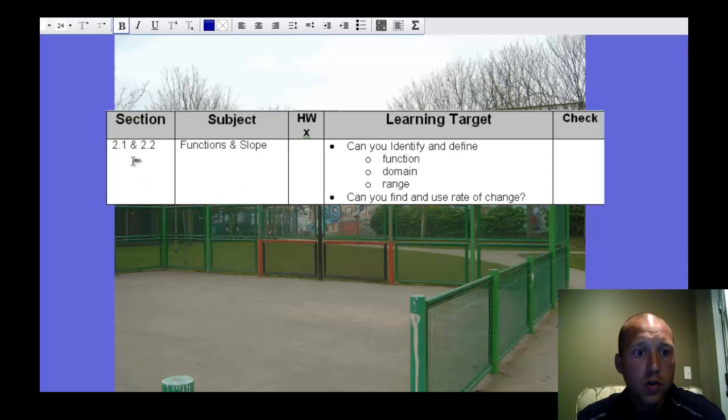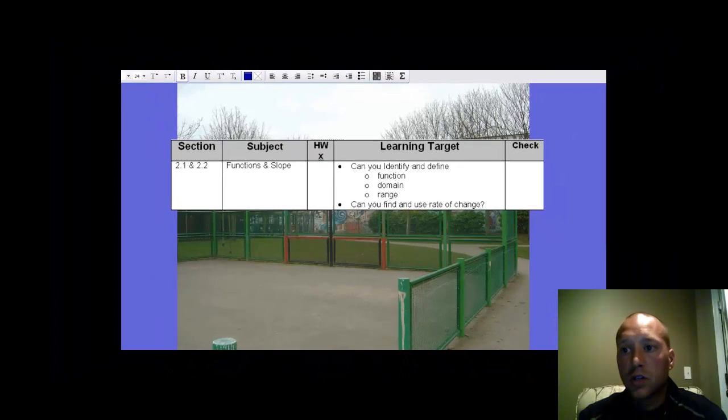Honors Algebra 2, 2-1 and 2-2 functions and slope. We'll see how fast we can get through this. A lot of it should be review. Most of it's terminology you've got to recall, like function, domain, range, and then rate of change.